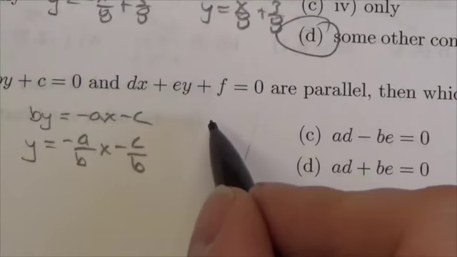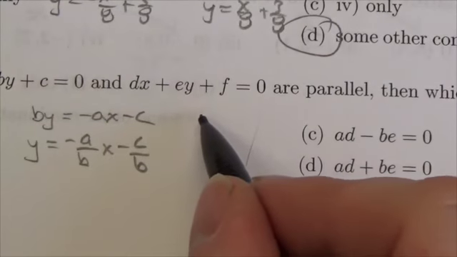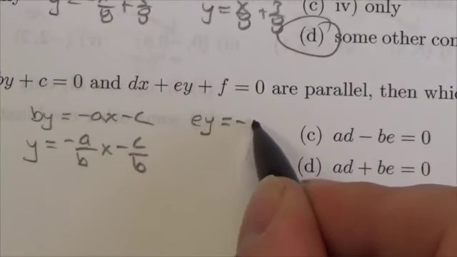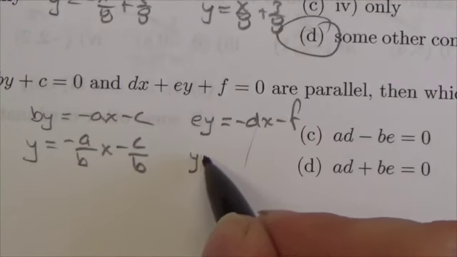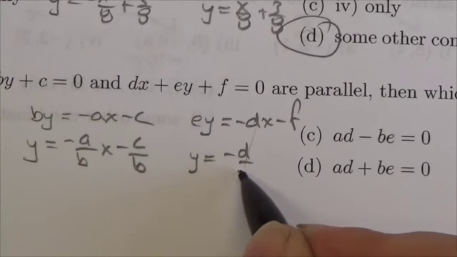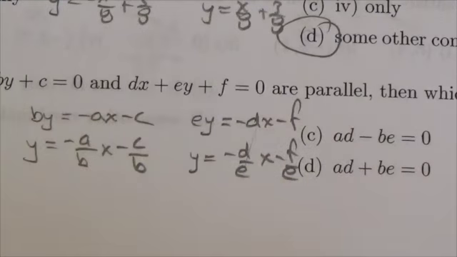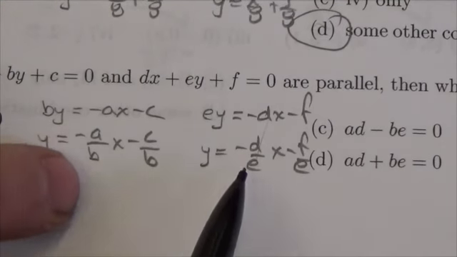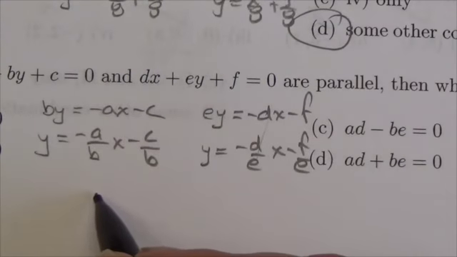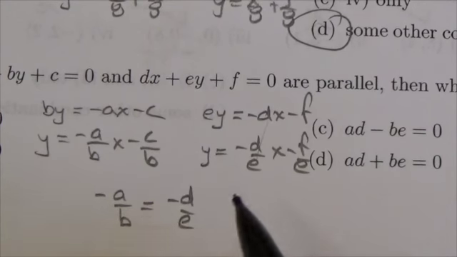Let's take a look at this next one. I'm going to do the exact same thing. I'm going to bring the other terms over. I'm going to isolate the y. So I'll be left with ey is equal to negative dx minus f. Then I'm going to divide by e. So y is equal to negative d over e x minus f over e. Now, if these are parallel, then the slopes are the same. So that means negative a over b must be the same as negative d over e.